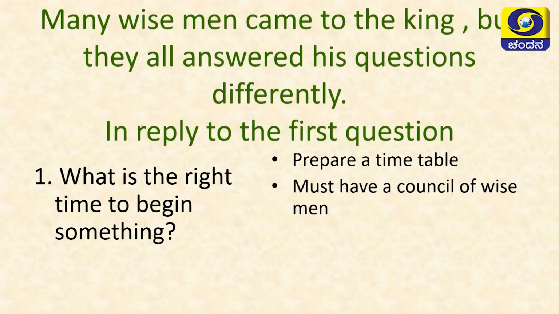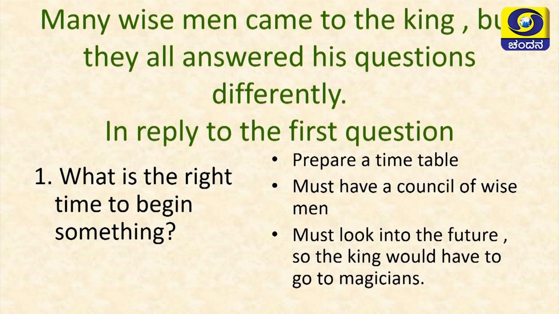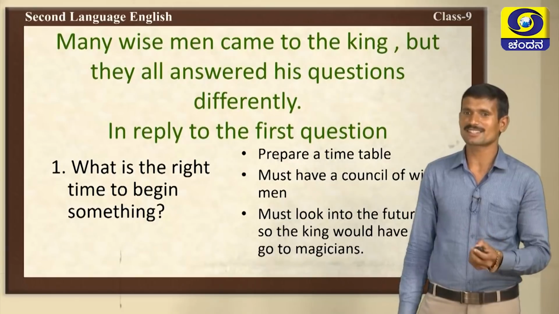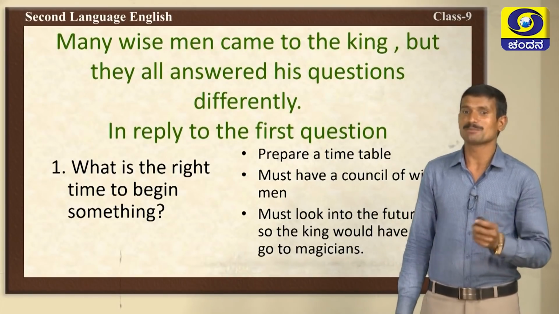Then the king must have a council of wise men to help him act at the right time. Next, the king must look into the future to know the right time. So, the king would have to go to the magicians. Magicians can help him take the right decision at the right time. This is the first question and the answers by the many wise men.